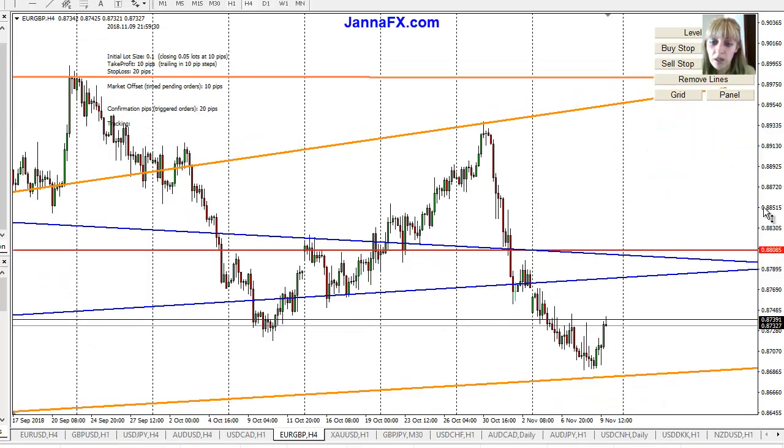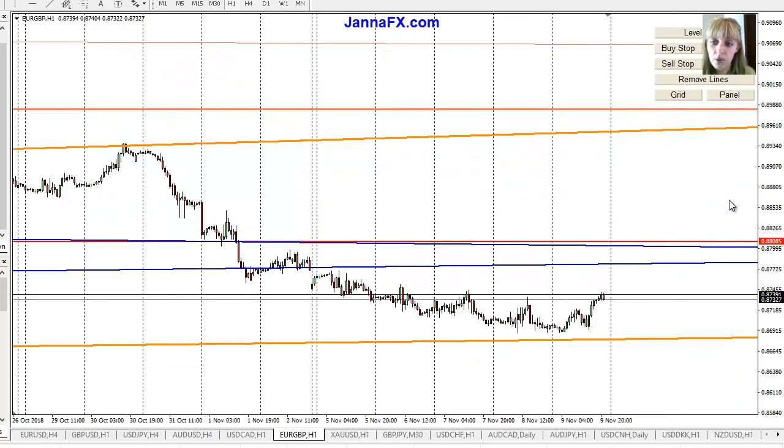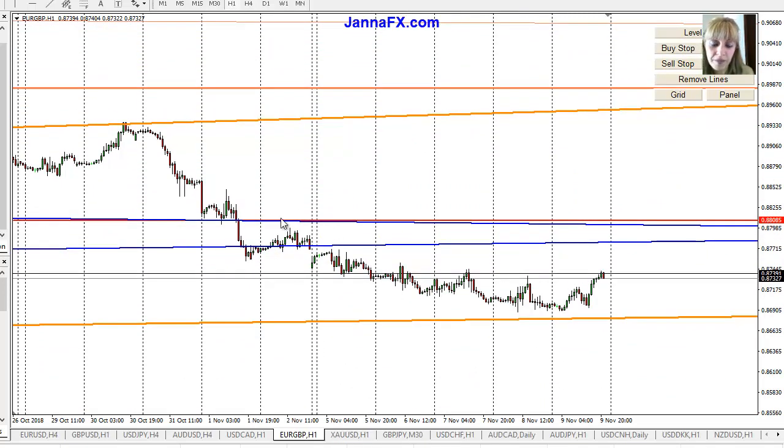Euro pound. Well, in Euro pound, you can see we had a bottom, and it did have a little bit of a bottom. For me, it wasn't again much for consolidation. Euro pound is also a pair I'm not a big fan of.